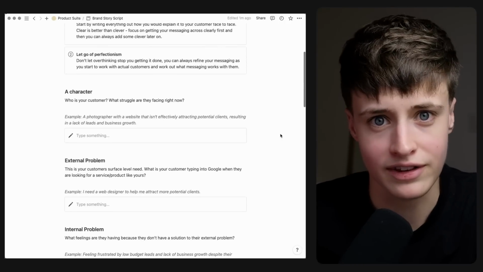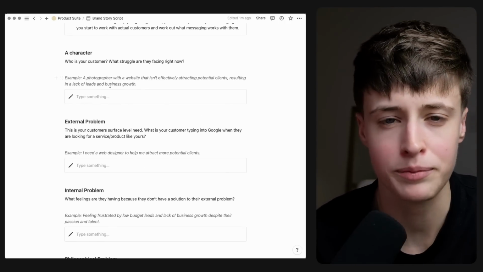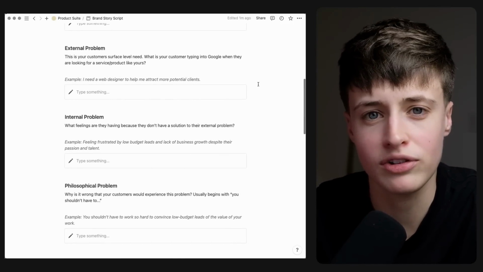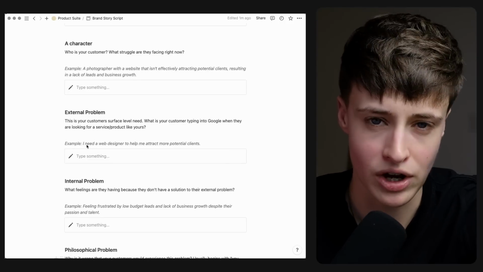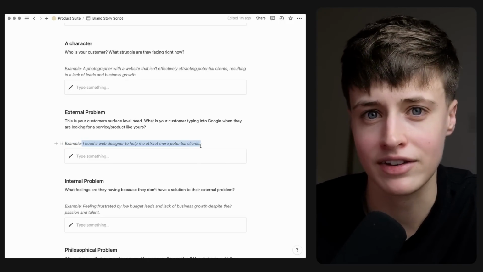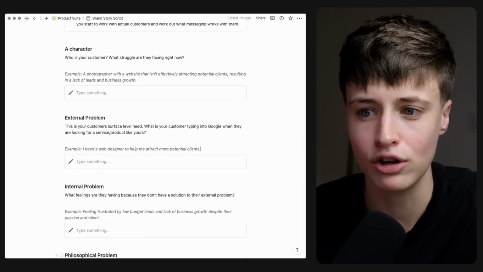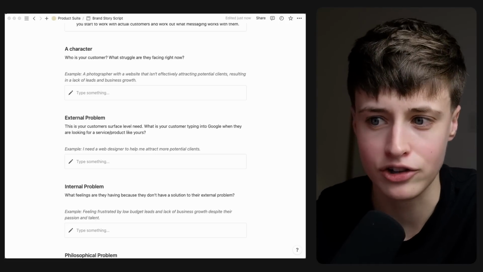So the process of putting this together starts with identifying the problem that your client is experiencing. And this is basically the thing that they need when they come to you. And there's 3 levels to this to help you dig deeper into what your client is feeling to really connect to them. First up, you have their external problem, and this is their surface level need. This is basically what your customer is typing into Google when they're looking for a service or a product like yours. For example, I need a web designer to help me attract more clients.